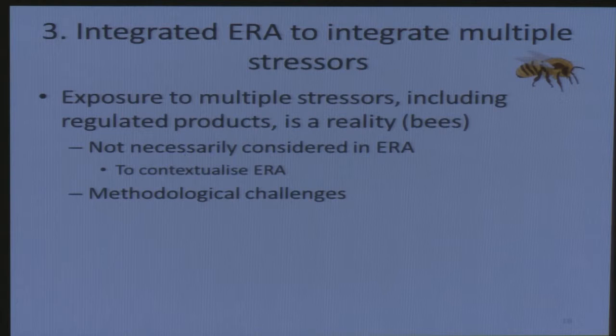And then we have the challenge about multiple stressors. We see that some non-target organisms, because they forage, might be exposed to different types of stressors. Some of these stressors might be regulated, but others might not be regulated. And from an environmental viewpoint, it doesn't matter. I think if you want to preserve bees, you have to account for all these elements. The challenge is that from a methodological viewpoint, it's difficult to account for all these elements.